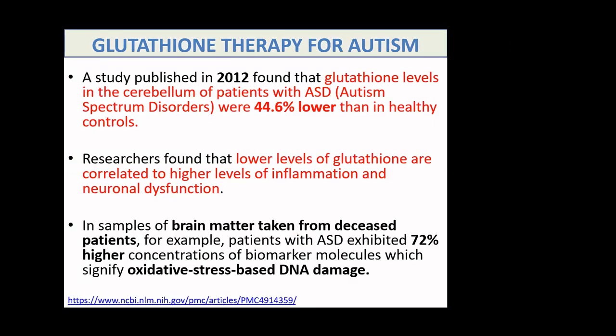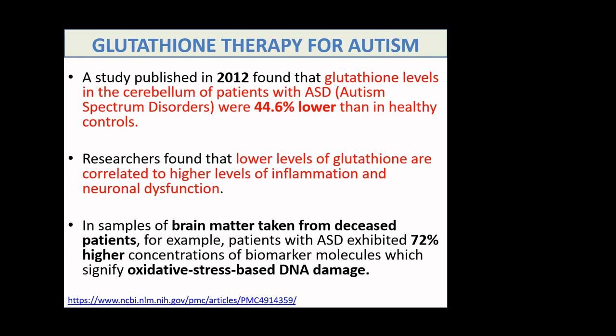A study published in 2012 found that glutathione levels in the cerebellum, that's the back part of the brain, of patients with ASD were 44.6% lower than in healthy controls. So that is a huge decline. There's something you expect in older people, 50 years and above, right? But these are children already having that kind of low levels of glutathione.